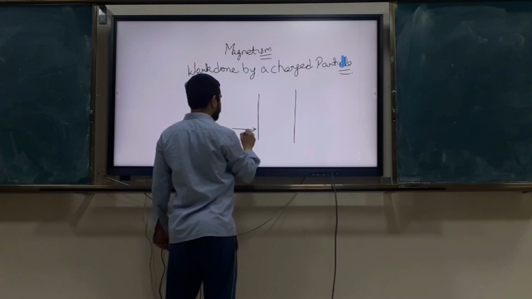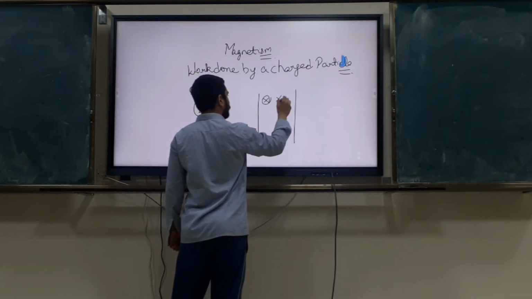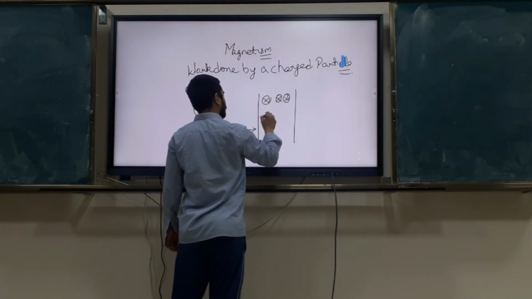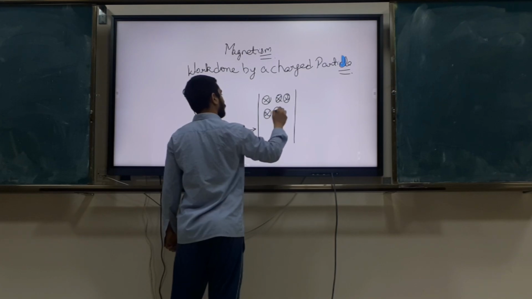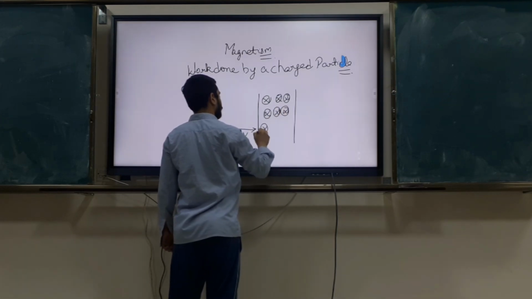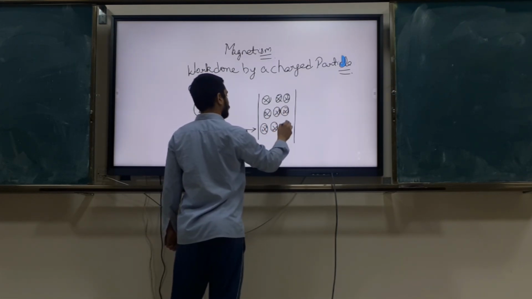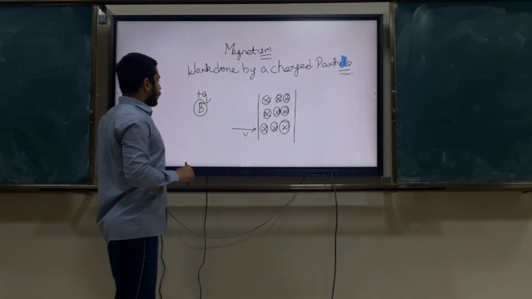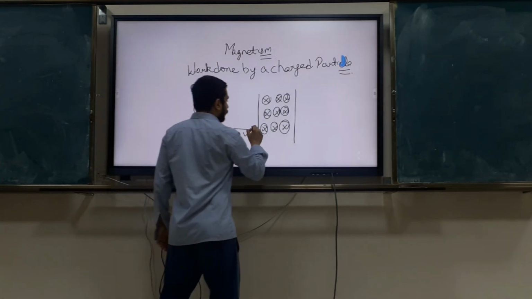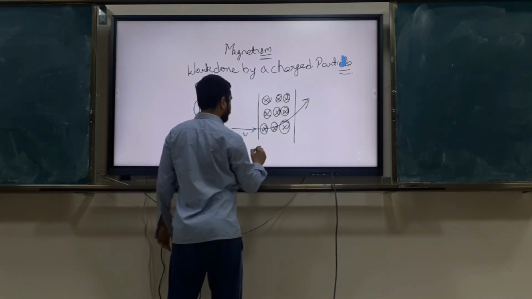Suppose that this is B and this is B. So what is the trajectory? The trajectory will be like this, if R is greater than L.